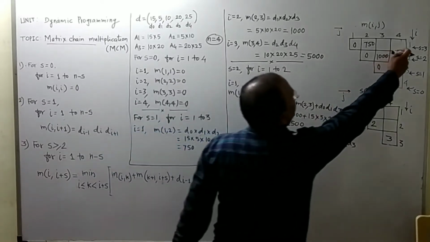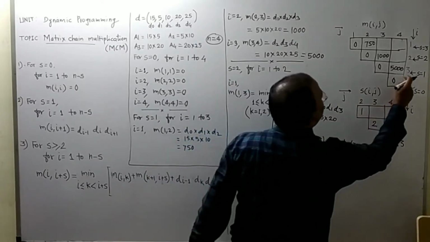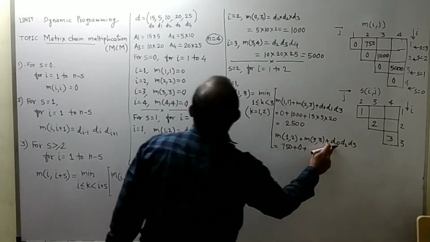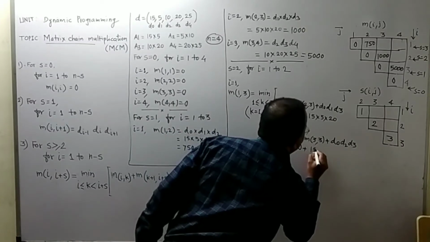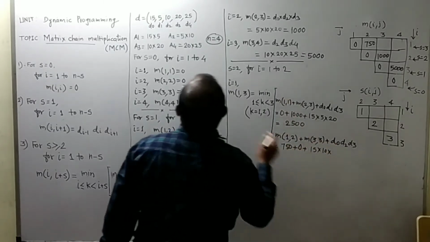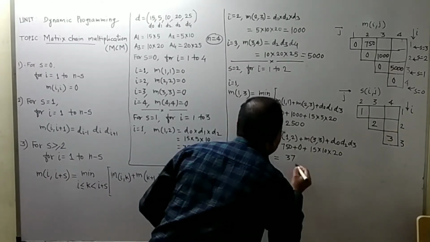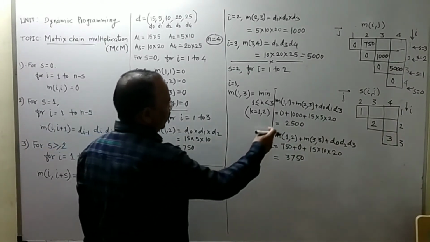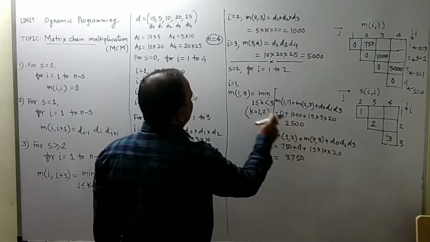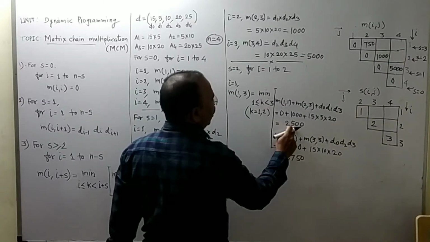M of 12 is 750, plus M of 33 is nothing but 0, plus d0 is 15, then d2 is 10, then d3 is 20, is equal to 3750. So out of these two values, the minimum value is 2500. Select the minimum value for the cell M of 13. So at cell 13 you will get the minimum value 2500.